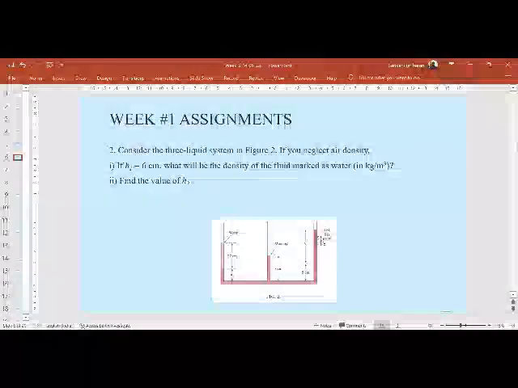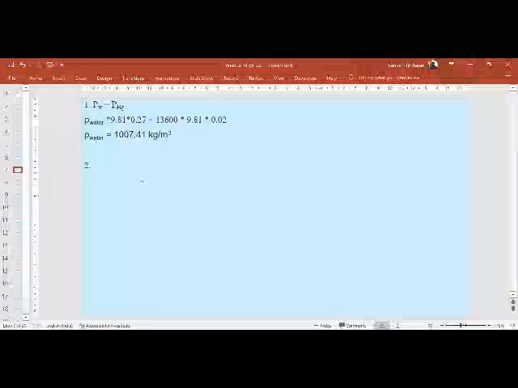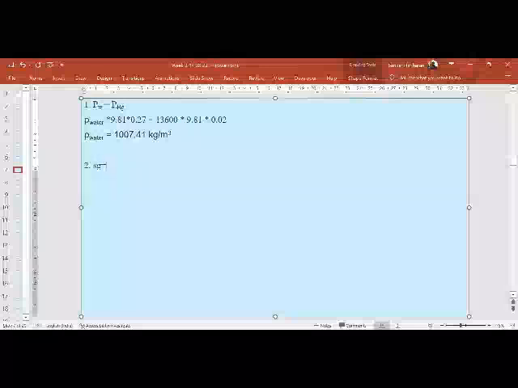H2 is the height of oil in this limb. The specific gravity of the oil is given as 0.78, and we know that the specific gravity is the density of oil to the density of water at that particular temperature. Therefore, we can find out the density of oil to be equal to 0.78 times the density of water we just found out, which is 1007.4, which is equal to 785.77.